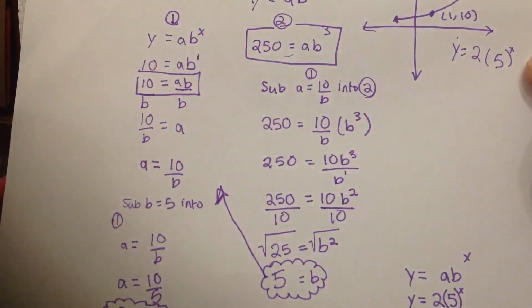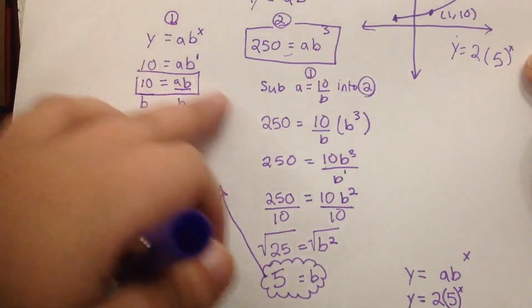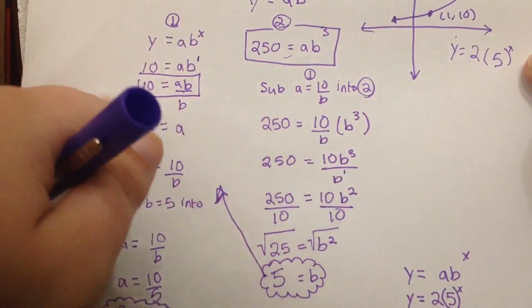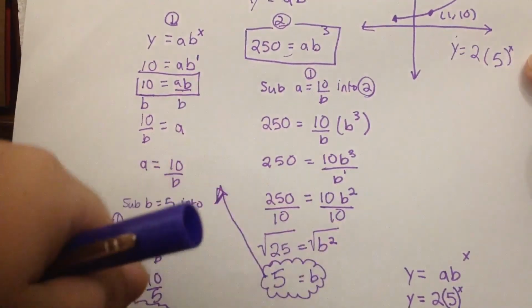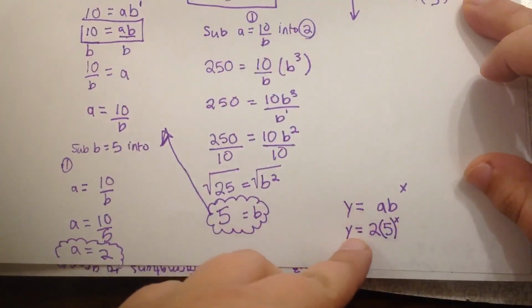So just take a look at that. One step, finding our equations. Second step, solving for one variable. Third step, subbing in, finding a and b, and putting them into our equation.